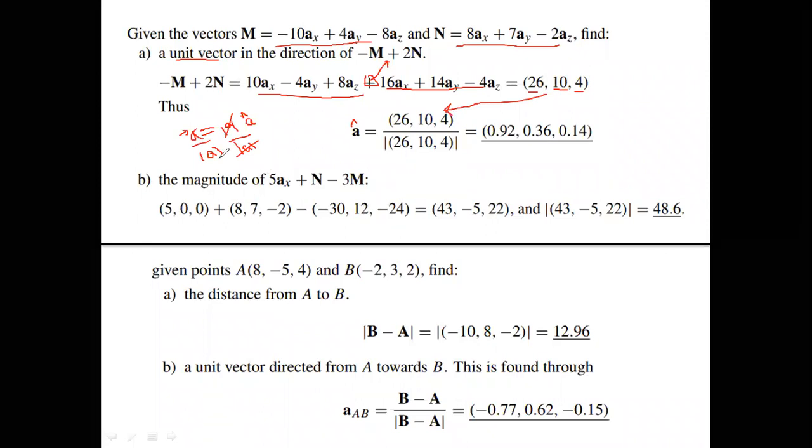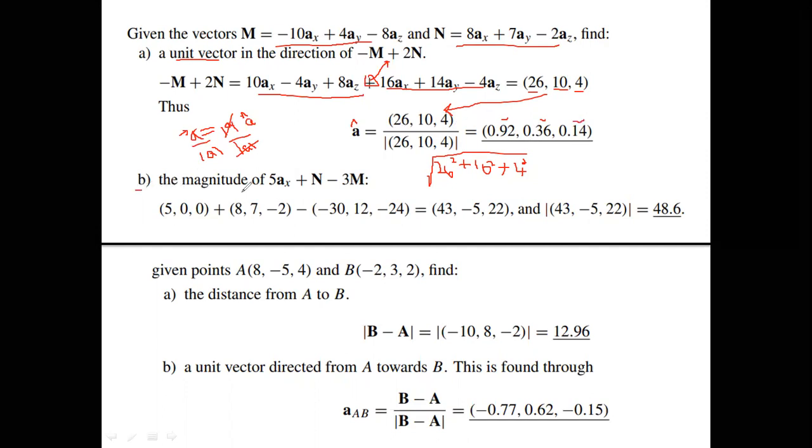and the magnitude of the vector will be 26, 10, 4. It means the square root of 26 squared plus 10 squared plus 4 squared. Then we will divide by 26, and also by 10 and also by 4. So after dividing with 26 we will get 0.92, by dividing by 10 we will get 0.36, and dividing by 4 we will get 0.14.